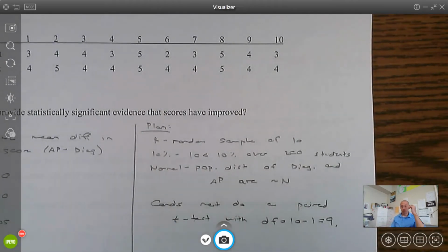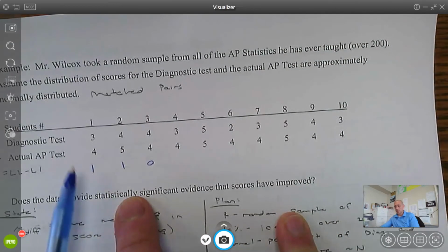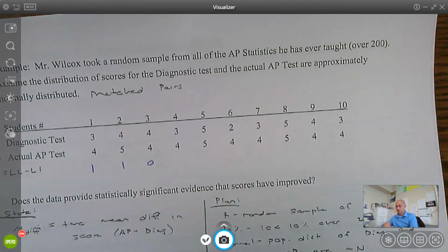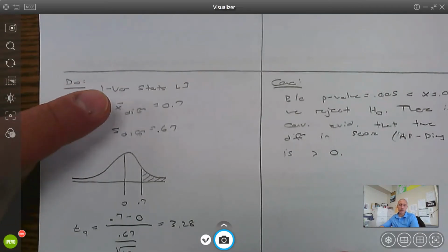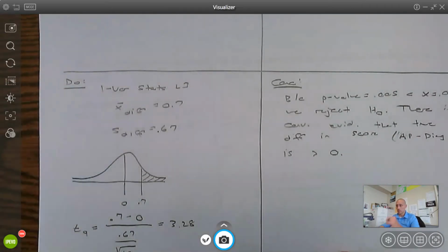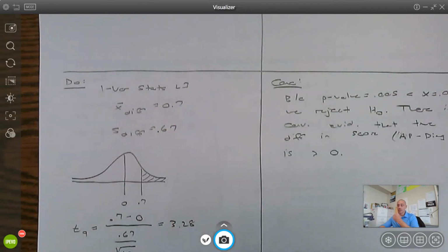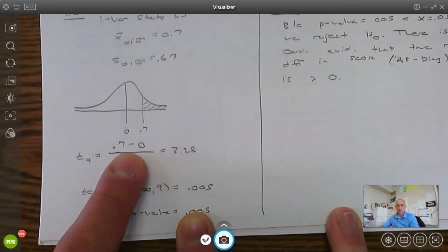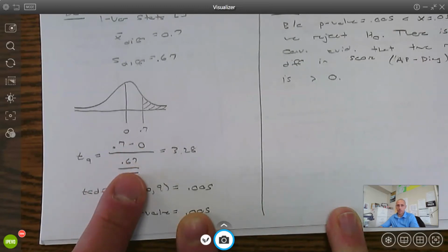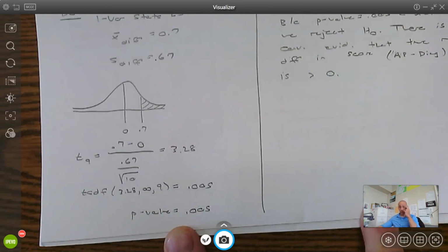So I have this list of differences. It would be like 1, 1, 0, etc. It's just the AP minus the diagnostic. And then what I'm going to need to do is calculate the one variable statistics on that list so that I can get the mean difference and the standard deviation of the differences. In this case, 0.7 and 0.67. So the test statistic is going to be 0.7 minus 0, the statistic minus our null, divided by the standard error, is 3.28. I can use tcdf to get a p-value. The p-value is 0.005.